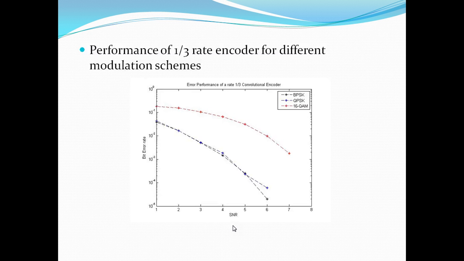This figure shows the performance of a 1/3 rate convolutional encoder with decoding by the Viterbi decoder for different modulation schemes. It can be seen that BPSK and QPSK give better performance compared to the 16 QAM.